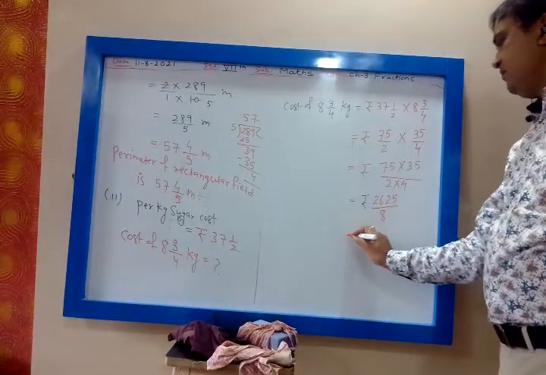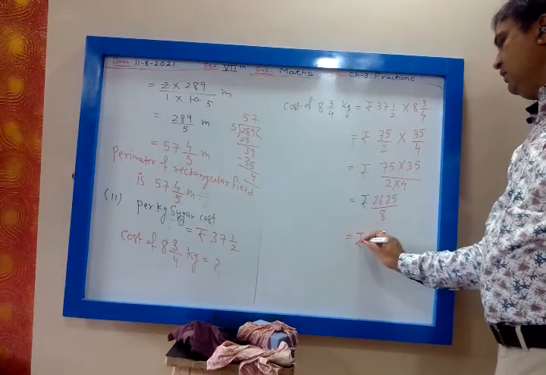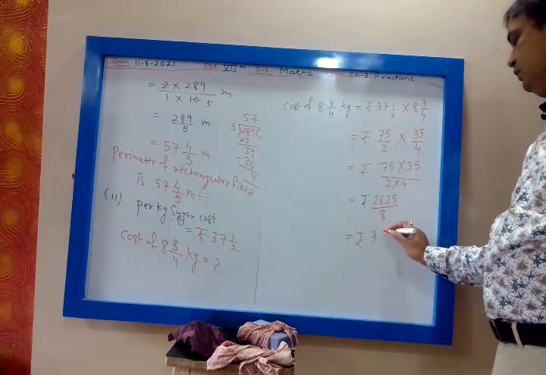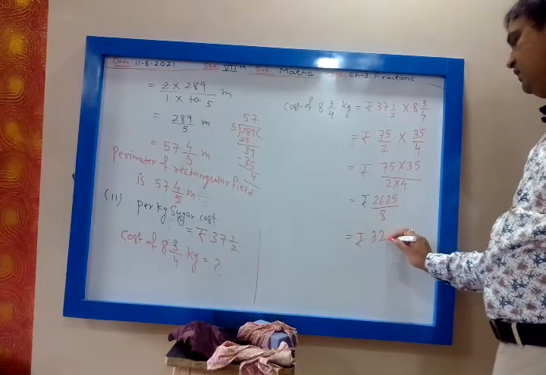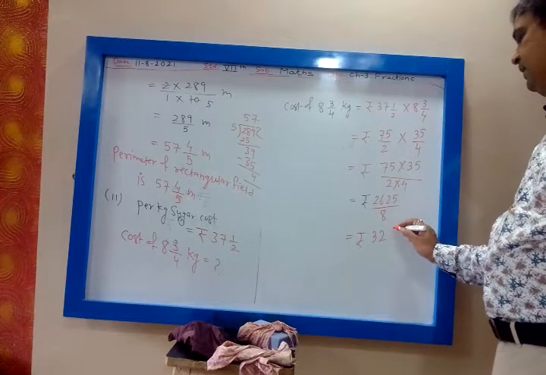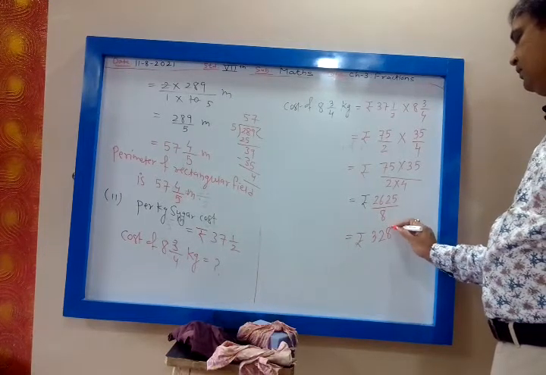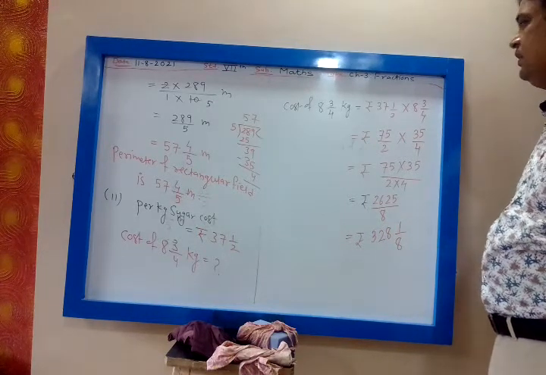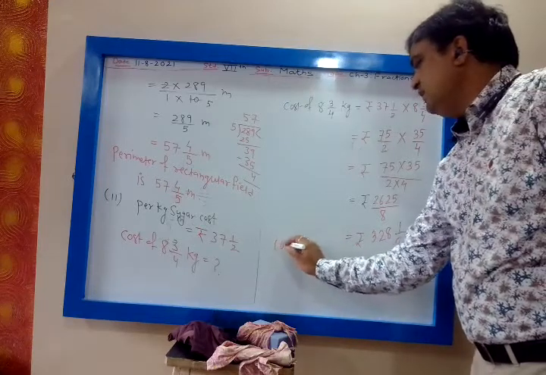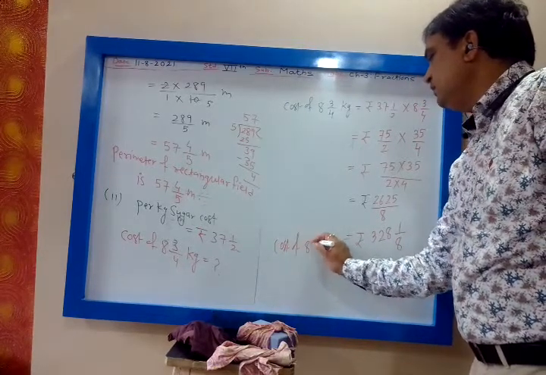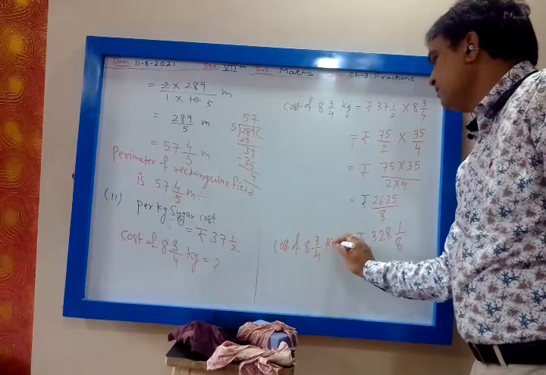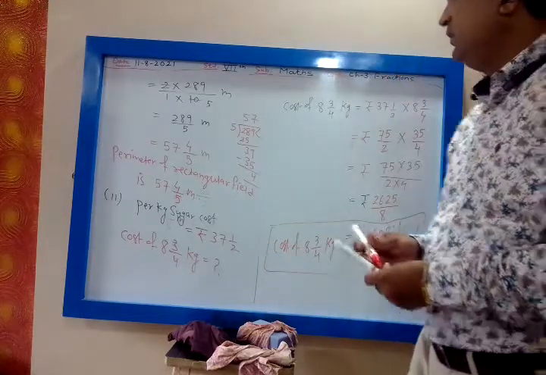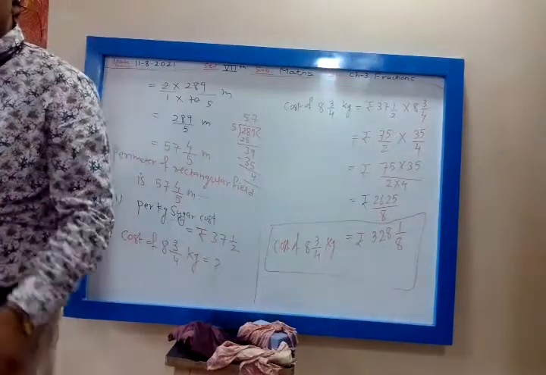So you have to convert that. 8 3s are 24, then 22. 8 2s are 16, then 65. 8 8s are 64. It is 328 and 1 by 8. Yes? Just check the answer. Cost of 8 and 3 by 4 kg is 328 and 1 by 8 rupees. Yes? Check the answer.